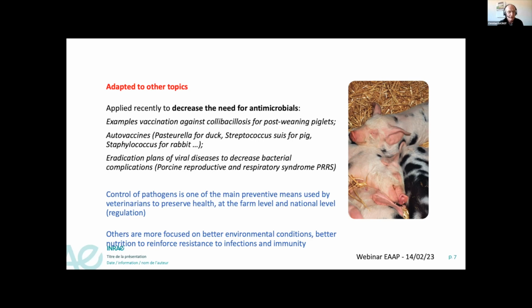Just to summarize, the control of pathogens is one of the main preventive means used by veterinarians to preserve health at the farm level and also at the national level with regulation. Other means are more focused on better environmental conditions and better nutrition to reinforce resistance and immunity.